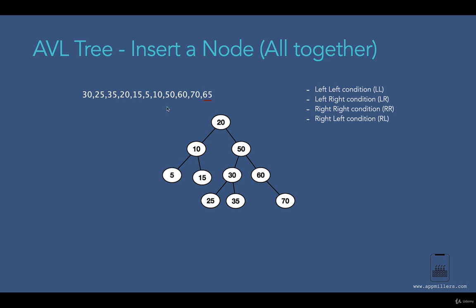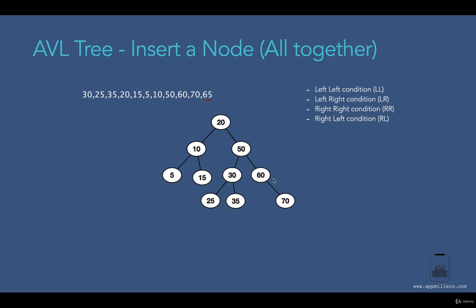Now at the end we have 65 over here, so we are going to insert 65 into this AVL tree. So here again we are going to compare it with the root node, which is 20. So it's greater than the root node. We are going to continue to the right subtree. So in the right subtree we have 50, so we are going to compare it with 50. We see that it's greater than 50. This means that we are going to continue to the right subtree.